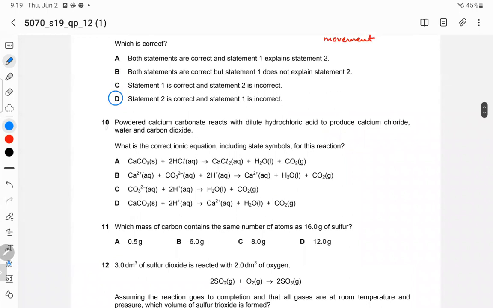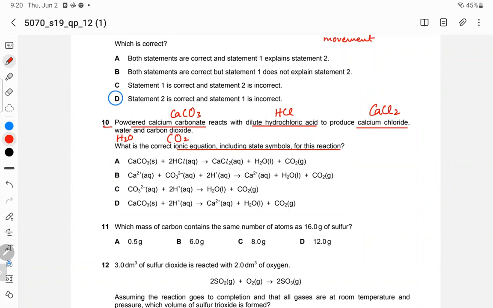Question number 10. Powdered calcium carbonate, that is CaCO3, reacts with dilute hydrochloric acid, HCl, to produce calcium chloride, CaCl2, water, and carbon dioxide. What is the correct ionic equation including the state symbols for this reaction?